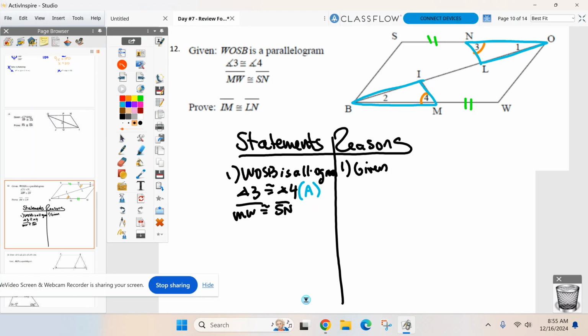I cannot count MW and SN though. Not putting an S next to that. That's not a pair of sides in the triangles. Maybe I'll use it though. I'm sure I will because I gave it to you. All right, let's go back.